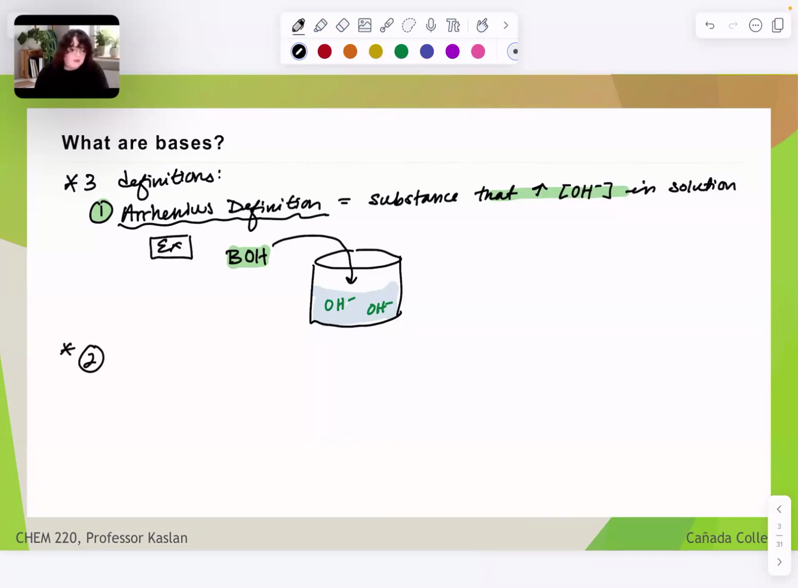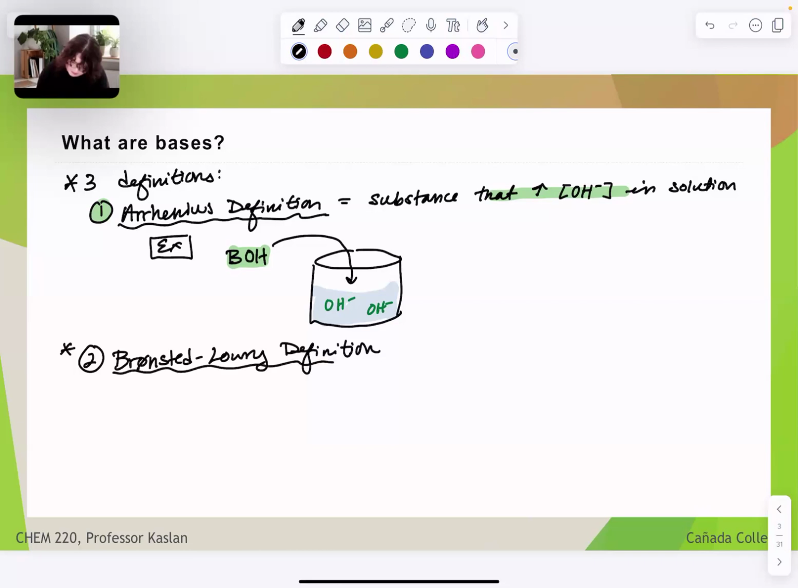As chemists, we are interested in chemical changes. So let's talk about what bases do according to the Bronsted-Lowry definition of bases. So these are substances that accept H plus in reaction.